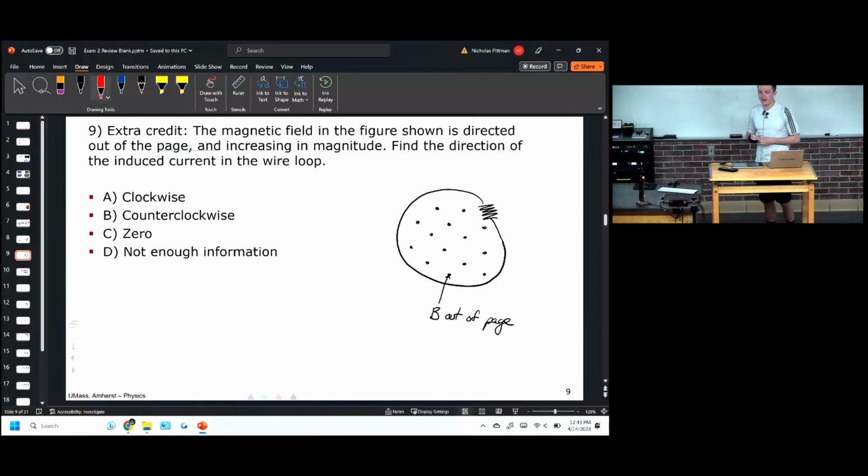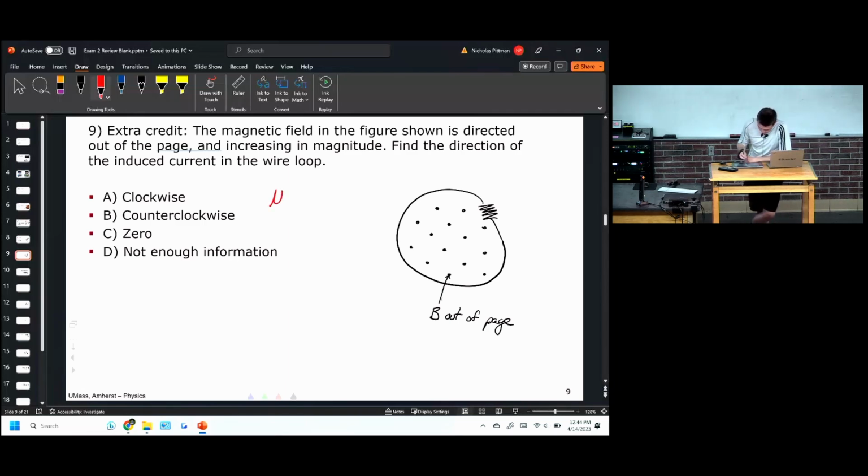Okay, this question is about induction, which is something that you and Paul went over very briefly, and I reviewed quickly on Wednesday. So this is going to be another question where you have to guess and check a current direction and see if it produces the correct magnetic field. So the problem is the magnetic field is out of the page, and it's getting bigger. It's getting more out of the page. So the circuit does not like that, and it's going to create its own magnetic field that needs to go into the page to oppose that more out of the page magnetic field.